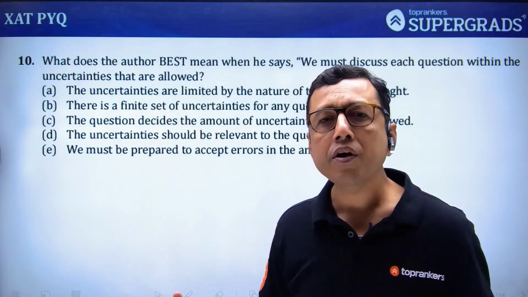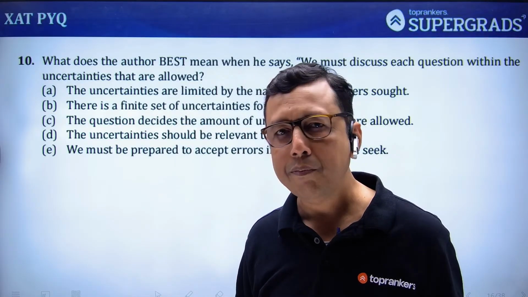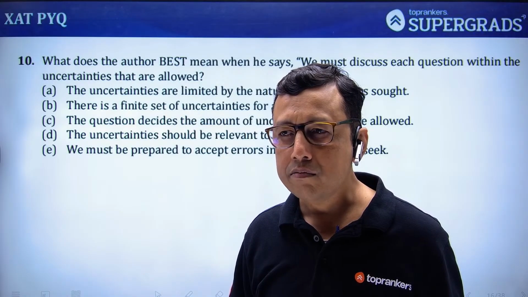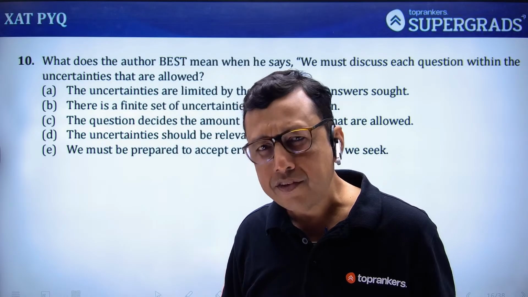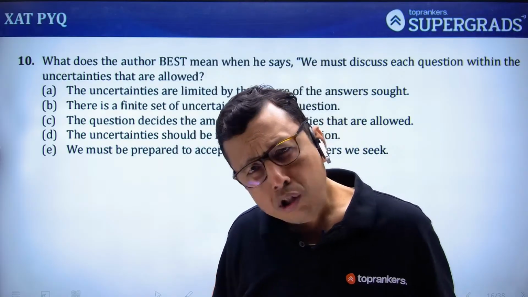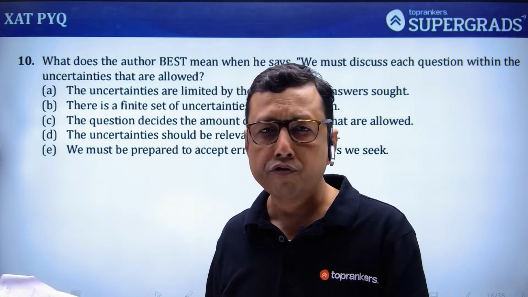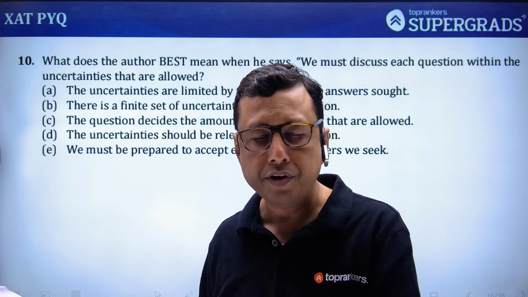So what are the allowed uncertainties here? Allowed uncertainties actually mean a lot of things that we may not be able to understand or grasp. All those are allowed uncertainties. We must make an allowance for that. That's what the author is saying.